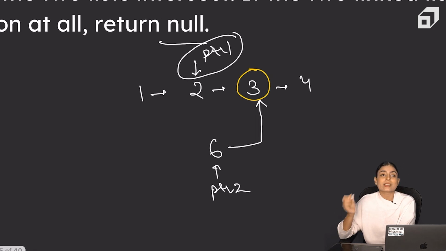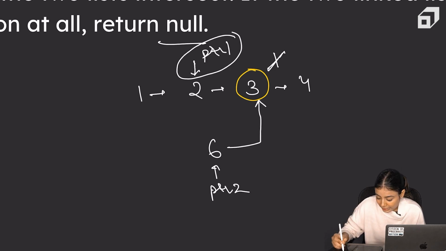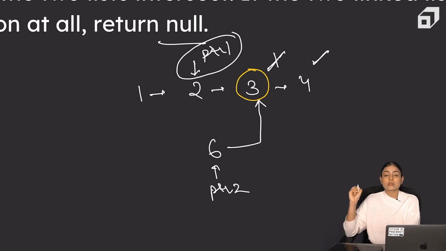Now I don't know the intersection point, right? I don't know the intersection point. That's what we're trying to find. So it's not possible for me to use the intersection point as the goal from which I need to find equal distance. But can I take the last node, the end of my linked list, from where I am finding equal distance?